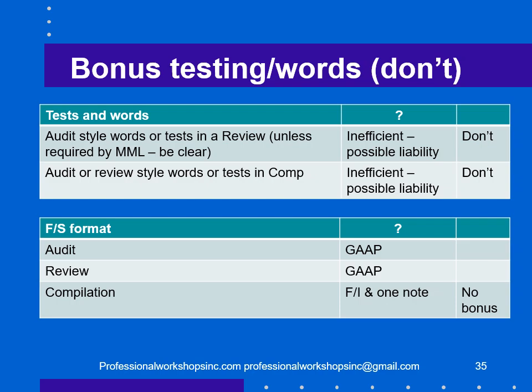Now, the financial statement format, audit or review, is GAAP. Whatever the GAAP is, it's general purpose information for general purpose users, unless we know of a specific user who's told us specifically of information they want. In an audit or review, you get GAAP. In a compilation, the financial statement format is financial information on one note and no other bonus wording.